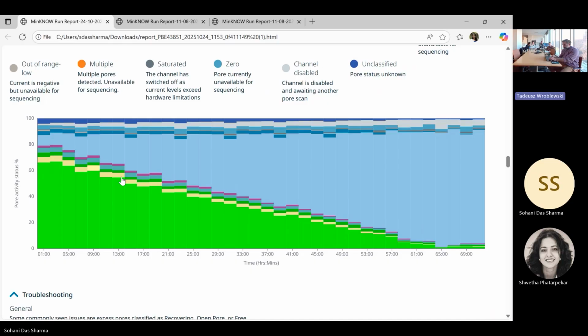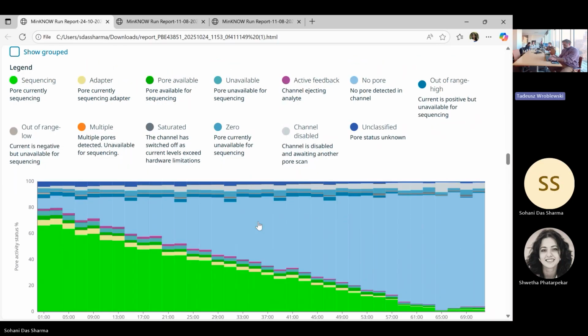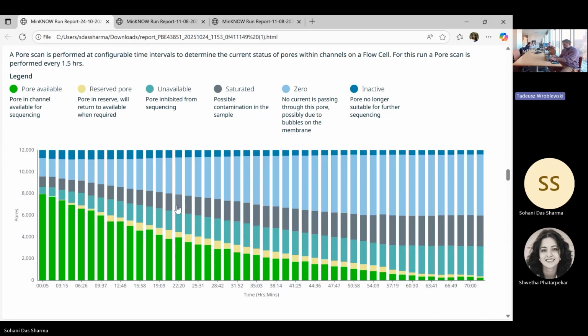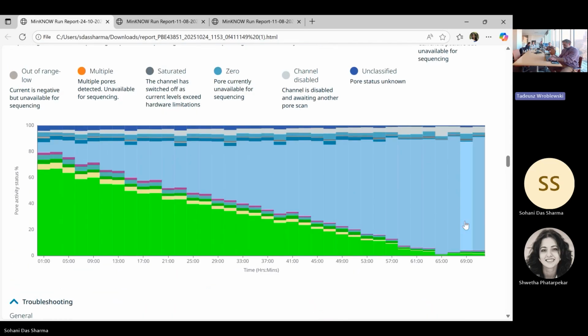So you see the active pores, if this is 60, it became like 30 here. They were pretty good till 30 hours, I would say. After that, it slowly died, but I think that's what you expect. What happened at the end? Do the pores get activated again?